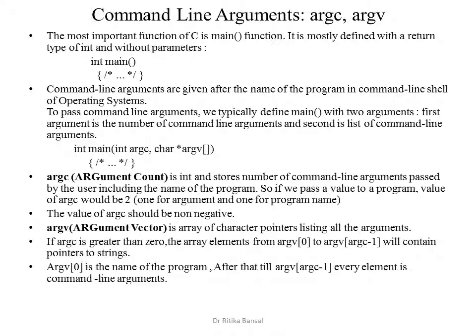Now what is argv? Arg stands for argument and v stands for vector. It is a vector, it is an array which holds the names of all the arguments starting from the program name. It means argv 0 will hold the address of the name of the program, argv 1 will hold the address of the name of the first argument, and so on, and the counter will go till argc minus 1 because the numbering starts from 0.